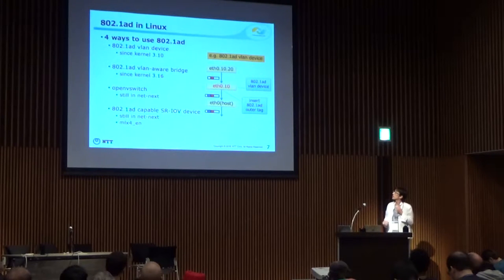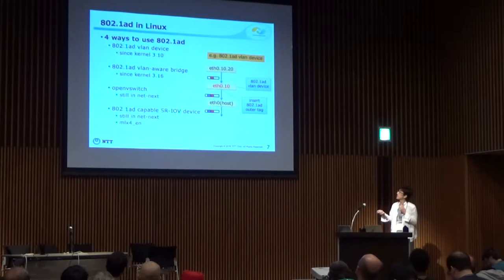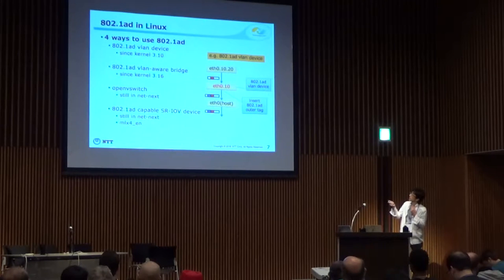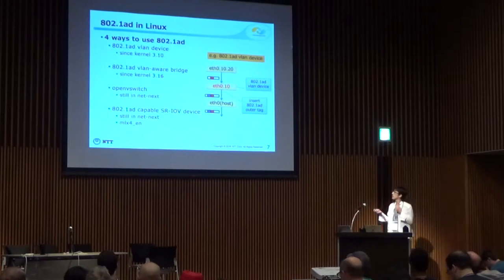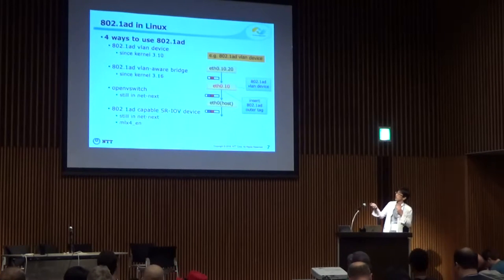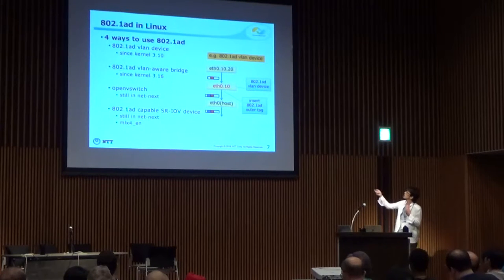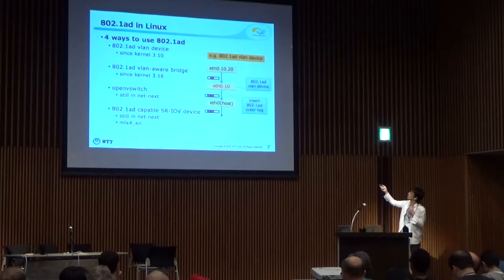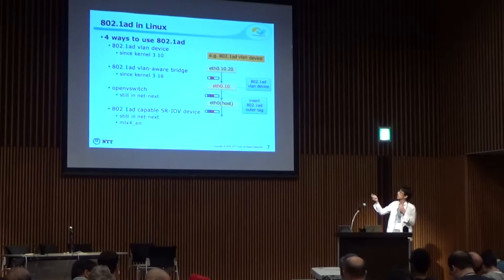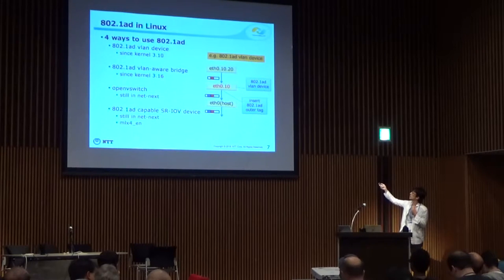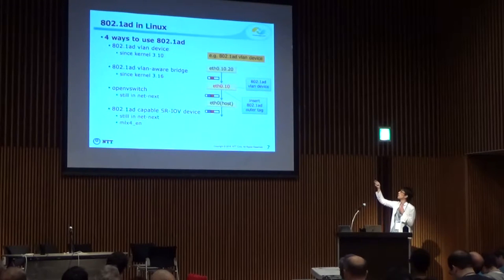And 802.1ad in Linux. There are four ways to use 802.1ad in Linux. One is the 802.1ad VLAN device, and the second one is the 802.1ad VLAN aware bridge. Open vSwitch and 802.1ad capable SR-IOV devices are also usable, but these are still in the works. This figure shows an example of the 802.1ad VLAN device. We can create eth0.10, which is an 802.1ad VLAN device, and on top of that device, we can create another VLAN device, eth0.10.20, which is a normal VLAN device.